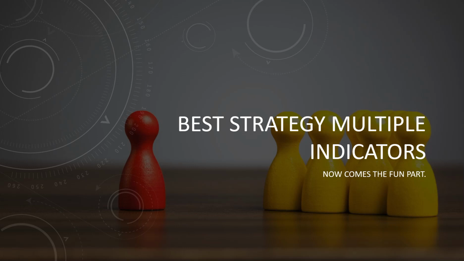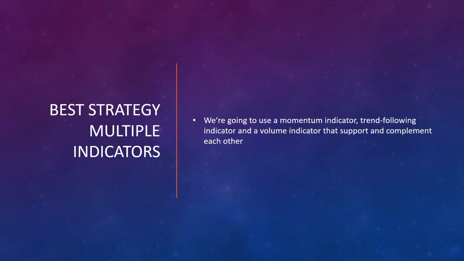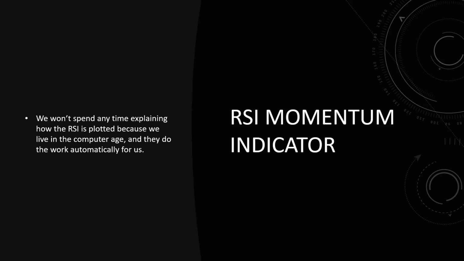So the best strategy for multiple indicators. Okay, here we go. We're ready to build one now. Here comes the fun part. We're going to use a momentum indicator, a trend following indicator, and a volume indicator that support and complement each other. We're not going to spend any time explaining how these really work, because just to understand RSI, I have a whole 1-hour class. So if you don't understand RSI, you need to learn about it. But for this process, first of all, you go to your charts and click on RSI. It's going to drop it on there. And since it's all automated for this process, you don't need much other information.